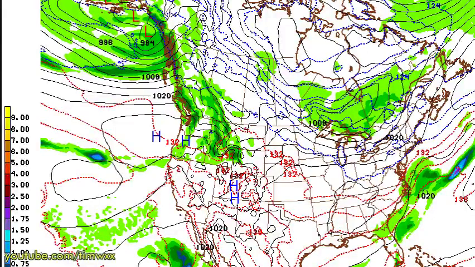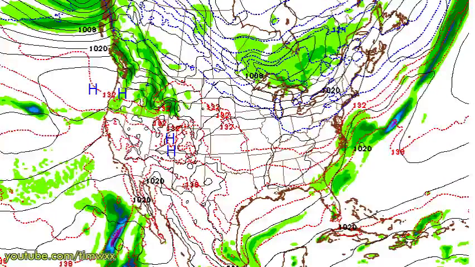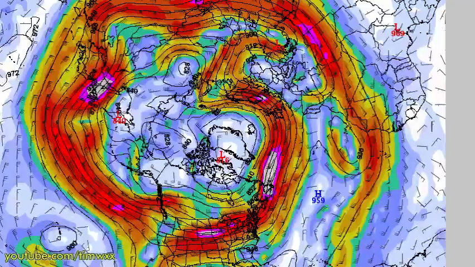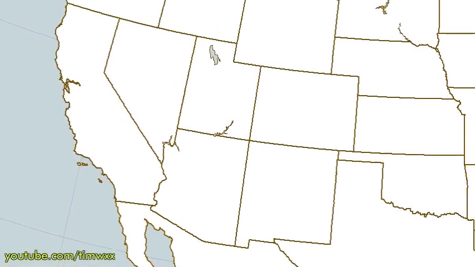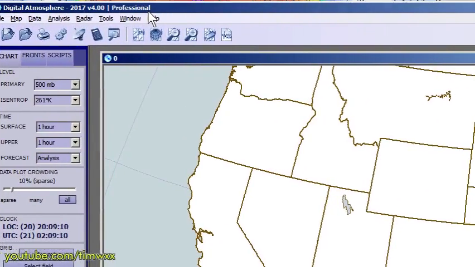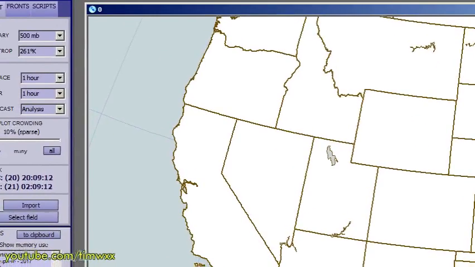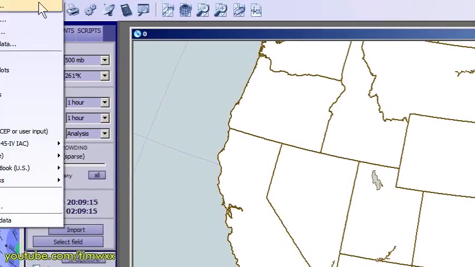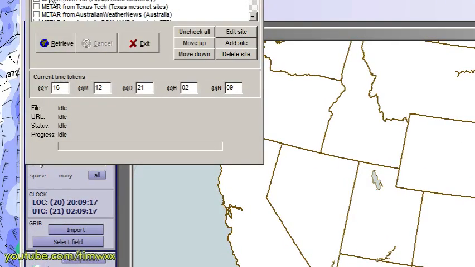Okay, let's look at the patterns across the U.S. And before I do that, I'm going to start with the surface chart. It looks like you guys are getting a sneak peek at the Digital Atmosphere 2017 under development right now. I was working on that pretty late last night. I don't know if I have that all fixed, but let me see if I can pull down some data with that.